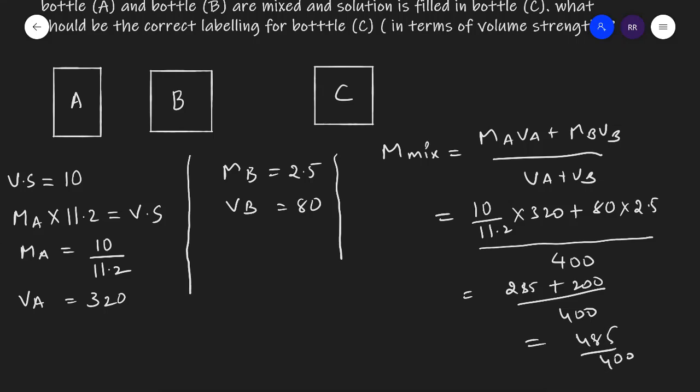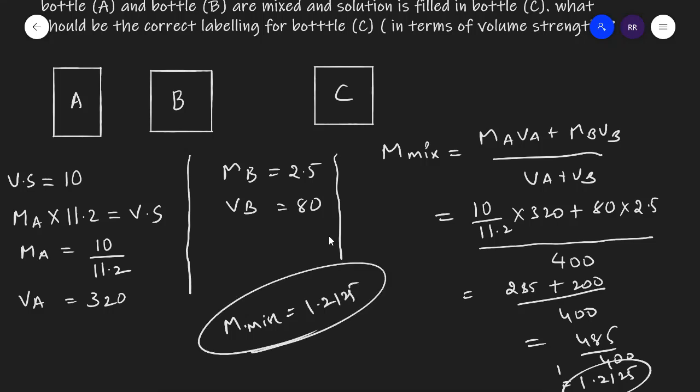How much will you get, tell me? 485 by 400 is equal to 1.2125. This is the molarity of the mixture in bottle C, which is equal to 1.2125.